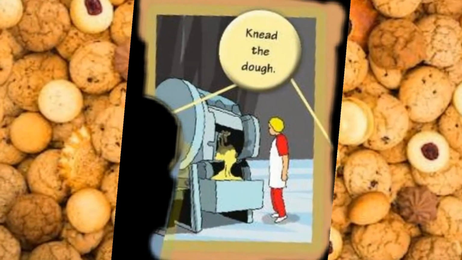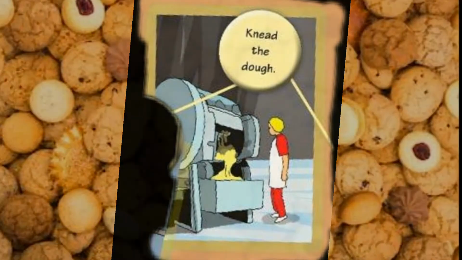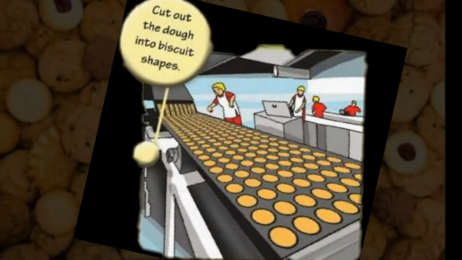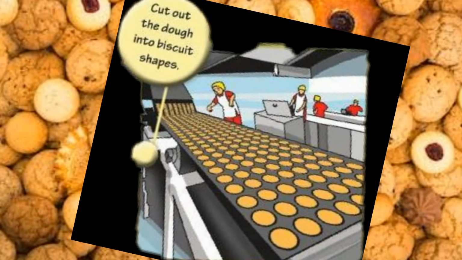Knead the dough. Here, knead the dough means preparing the dough in such a way that the biscuit which will come out of it will become more crisp. Roll out the dough. Cut out the dough into biscuit shapes. Here, the biscuits are given shape.